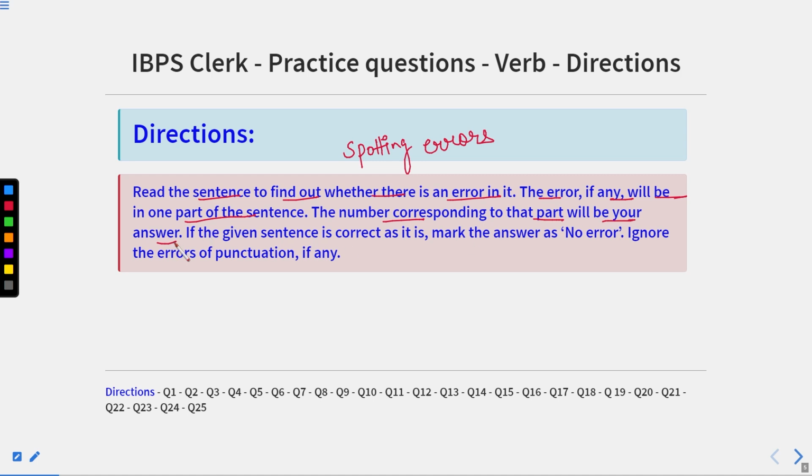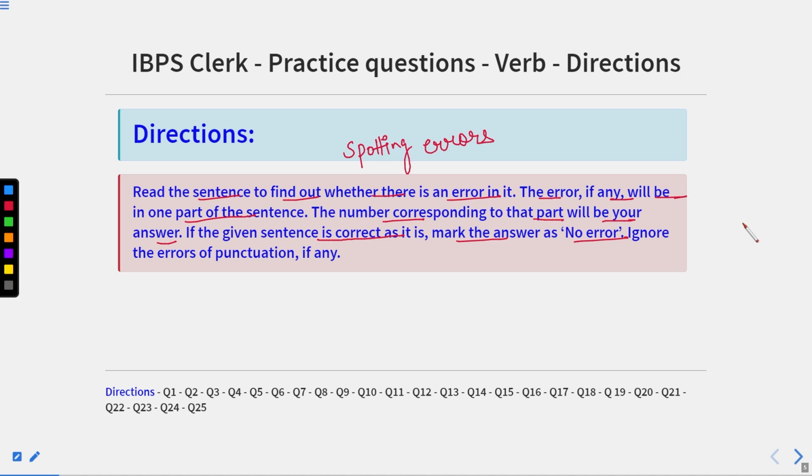It means whenever we have these parts, we have to select that particular part that contains the error, and the letter corresponding to that particular part will be our answer. Now, it is also possible that the sentence is absolutely correct, that there is no error in the sentence, or the sentence is entirely correct. In that case, we have to mark our answer as no error. That will be the last option. So that will be our answer if there is no error in the sentence and if the sentence is absolutely correct.